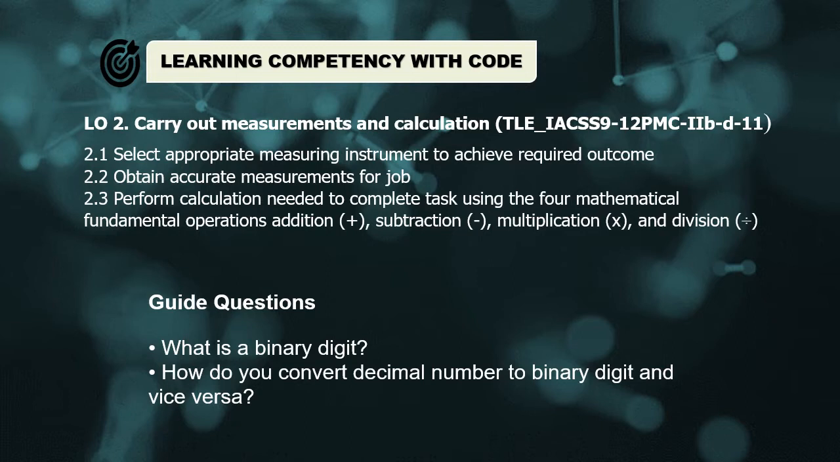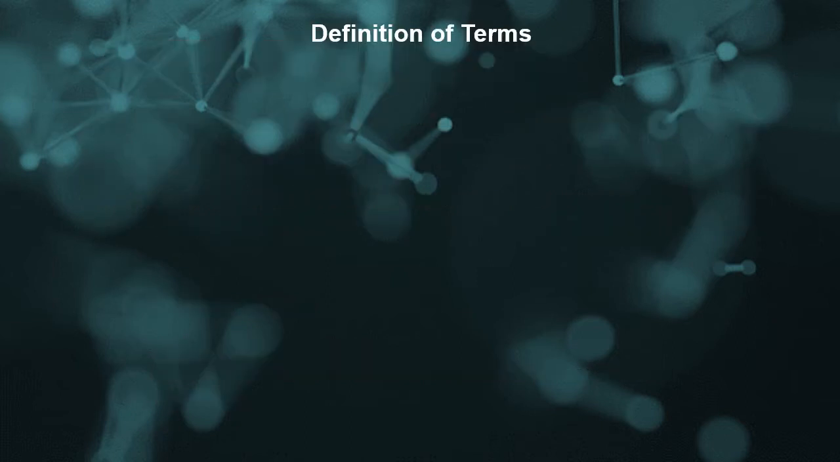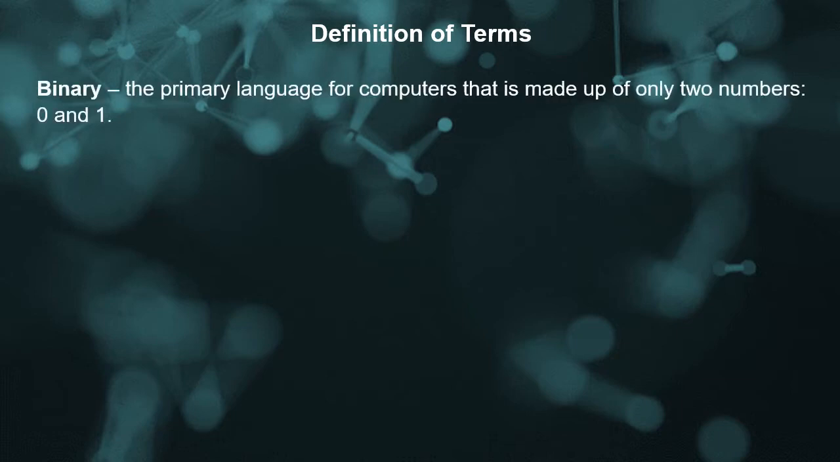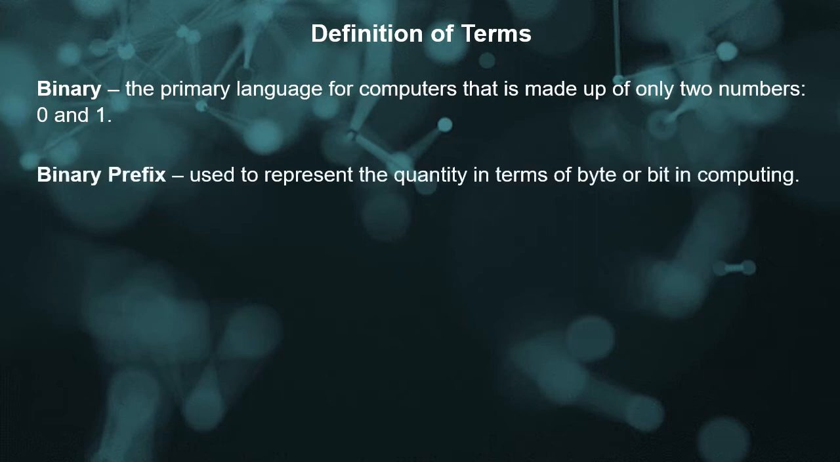And for your guide questions: what is a binary digit, and how do you convert decimal number to binary digit and vice versa? Before we proceed with our next lesson, let us first define the following terms. First, binary. It is the primary language for computers that is made up of only two numbers, 0 and 1. Binary prefix, used to represent the quantity in terms of byte or bit in computing.